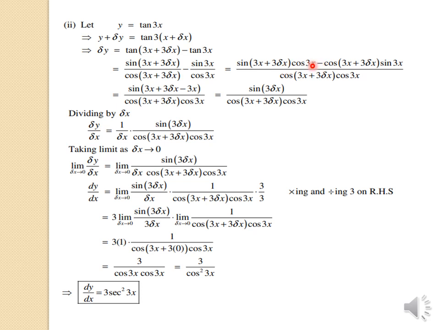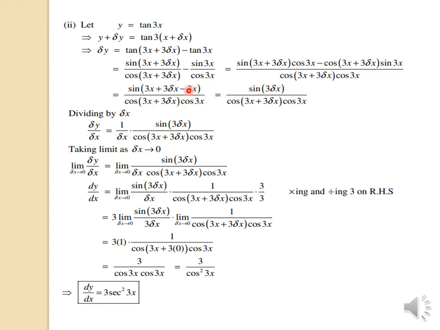So here the formula is open, so we can close this formula into the sine of alpha minus beta form. So alpha is 3x plus 3 delta x. So here we write 3x plus 3 delta x, and minus, and what is beta? Beta is equal to 3x. And similarly, in division form, their denominator remains the same.